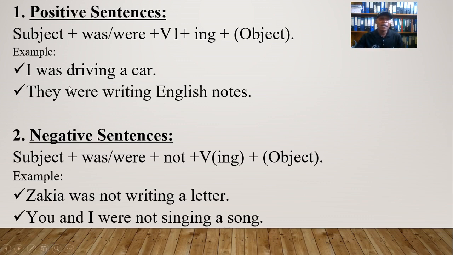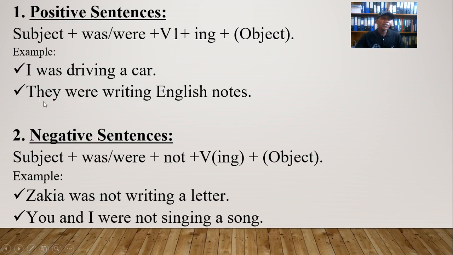They is our subject. This is a subjective pronoun which stands for many people or many things or many animals. They can be animals or whatever. This is the plural form of he, she, and it. They were writing English notes.